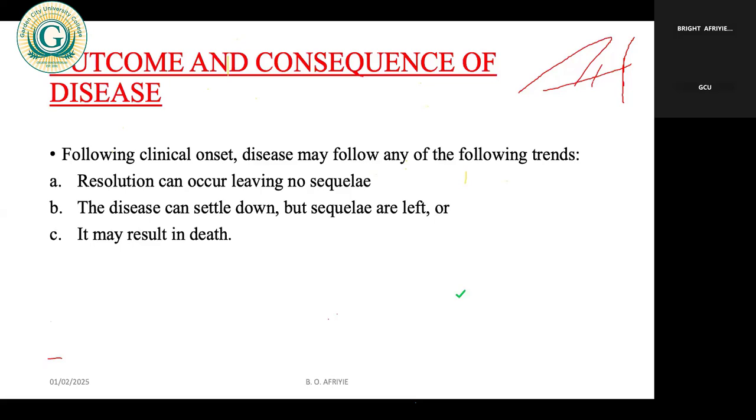Okay. And if we just leave the disease like that, it might end up in death. It might result in death.